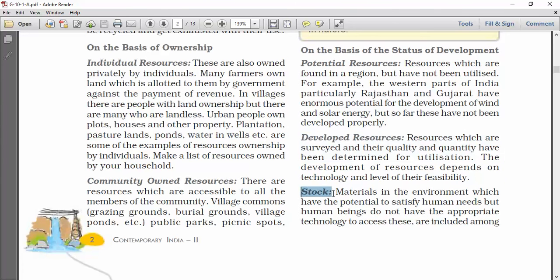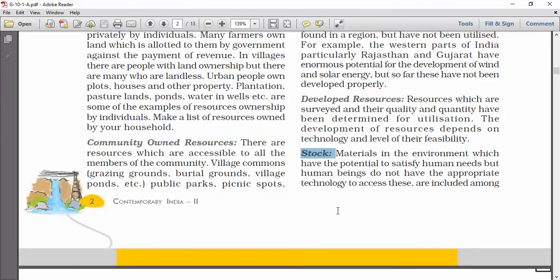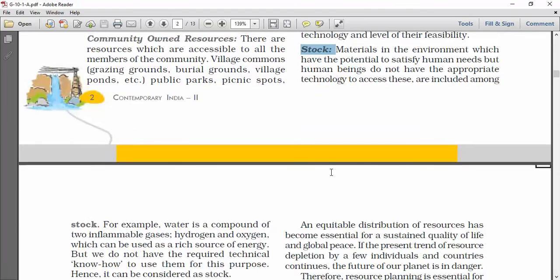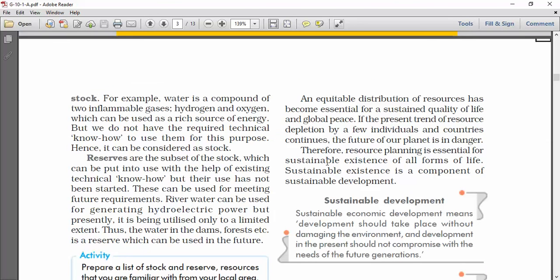Then stock. Material in the environment which has the potential to satisfy human needs, but human beings don't have the technology to access these resources, is called stock. For example, water is a combination of hydrogen and oxygen, which can be used as a rich source of energy, but we do not have the required technical knowledge to use it for this purpose. Hence, it can be considered as stock.